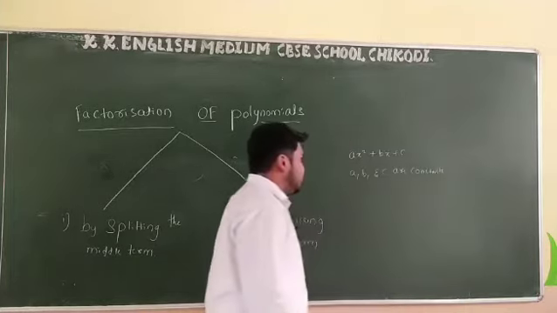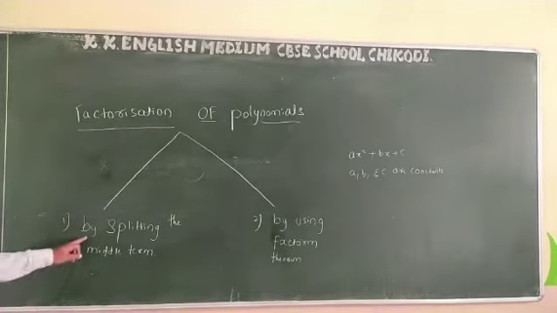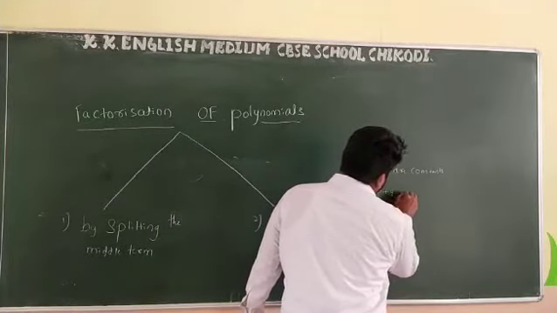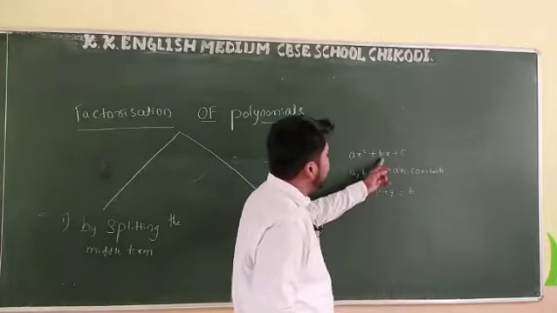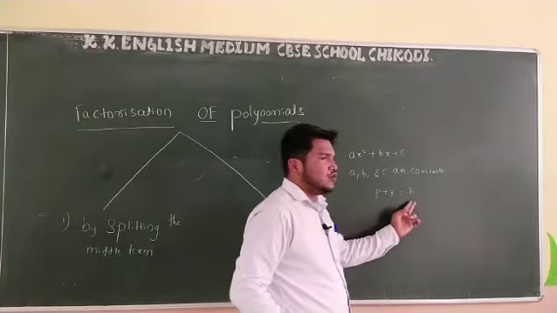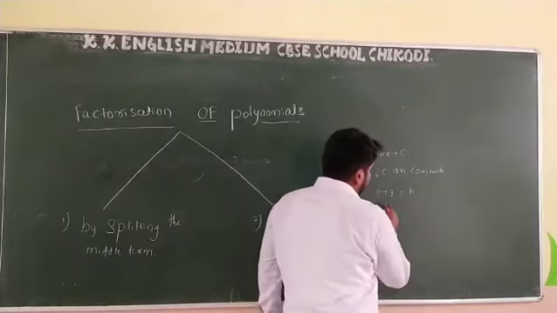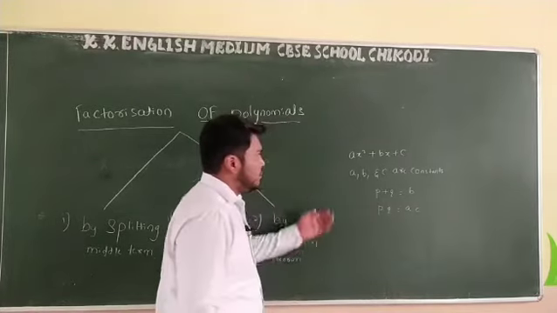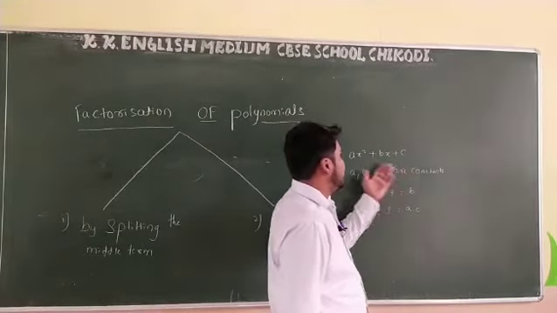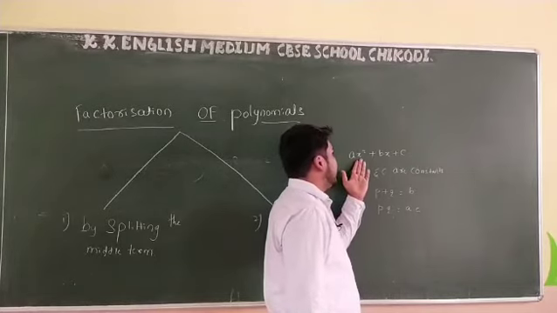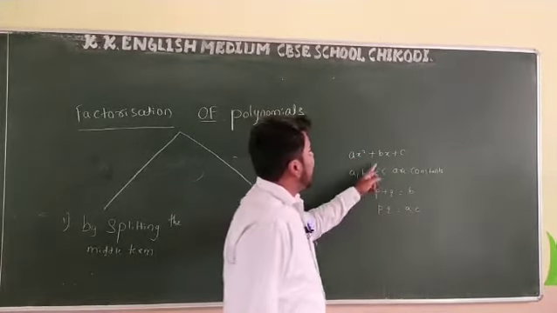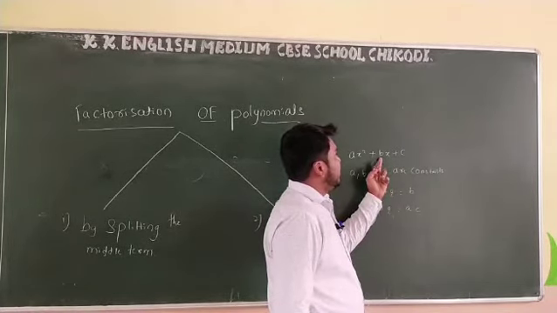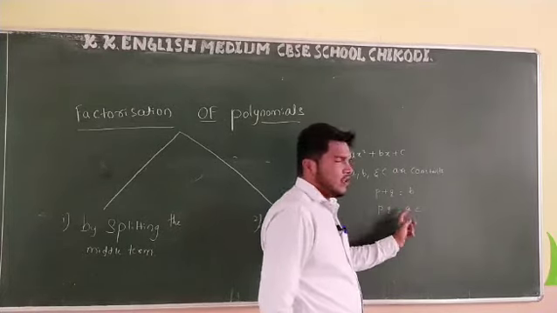Okay, ax square plus bx plus c, by splitting the middle term. If you add two terms p plus q, the answer should be b. If you multiply p into q, the answer should be a into c. So by splitting the middle term, where a, b, c are constants and the equation is the quadratic ax square plus bx plus c, p plus q should equal b and p into q should equal ac.